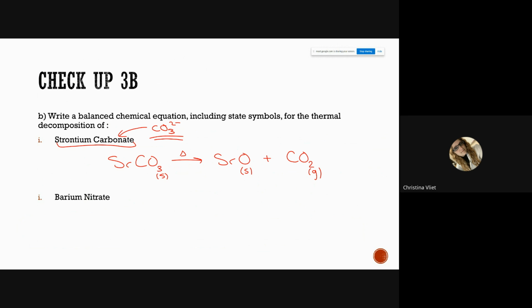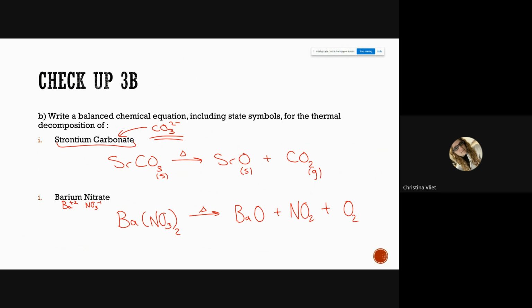Barium nitrate. What about that? Ba(NO3)2. How many nitrates for barium nitrate? Barium has a +2 charge. You gotta memorize those polyatomics, right? Nitrate is a -1. It's Ba(NO3)2. Now, what are my products? The template is the metal oxide, nitrogen dioxide, and oxygen.